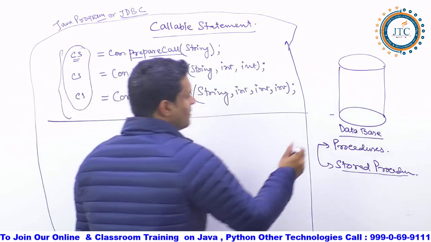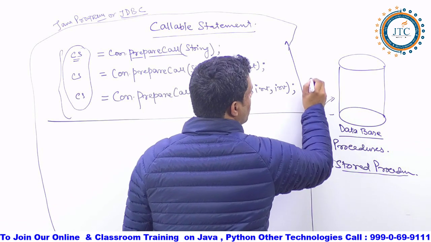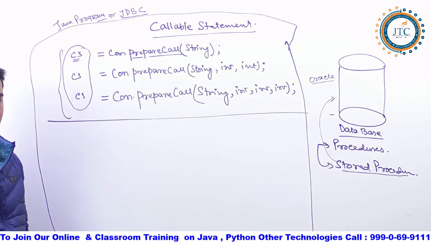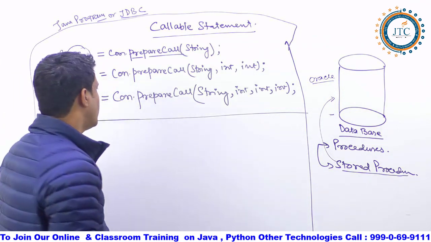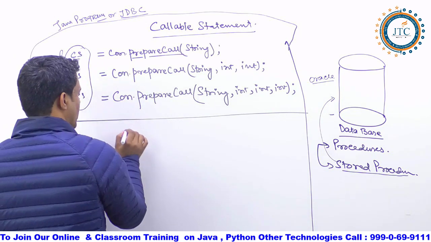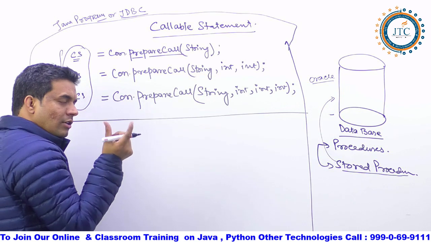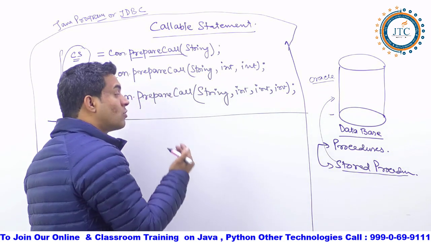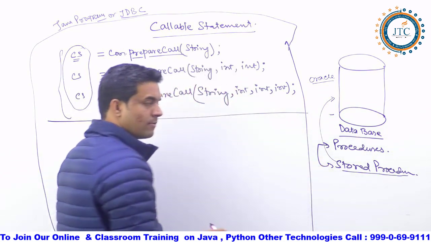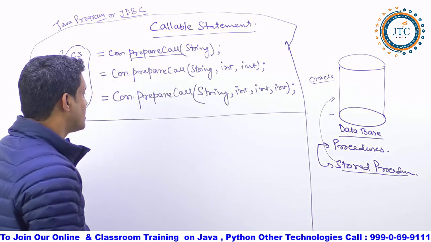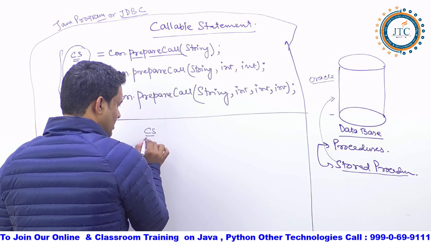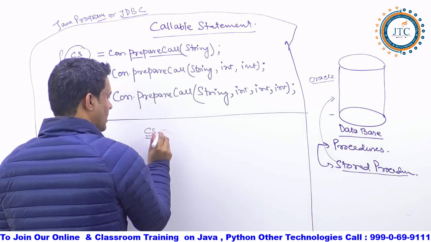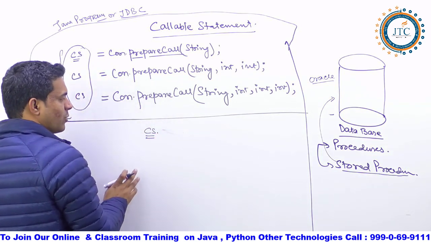Suppose I have a stored procedure in Oracle. In order to call these stored procedures, what exactly do I need to do? I need to issue the query, the command that is going to call that stored procedure from the database. That command can be issued using callable statement dot. What am I writing? Callable statement dot.